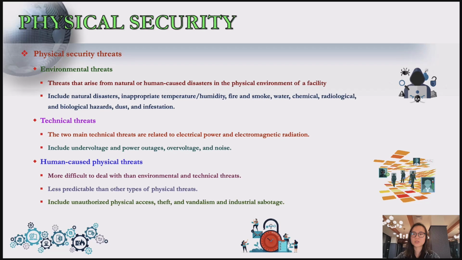Human-caused threats are more difficult to deal with than environmental and technical threats. They are less predictable than other types of physical threats. Human-caused threats are specifically designed to overcome prevention measures and seek the most vulnerable point of attack. Such threats fall into three categories: unauthorized physical access, theft and vandalism, and industrial sabotage.